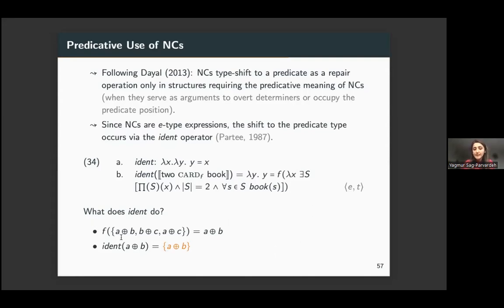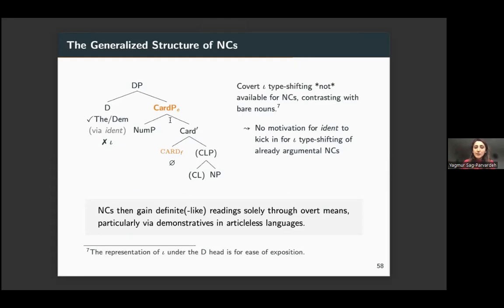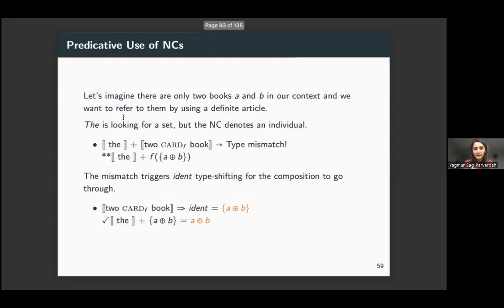What does it do? It takes an individual type expression and puts it into a set. So in our case, when IDENT type shifting applies to numeral constructions, it would take the choice of the choice function and put it inside a set here. So here is the general structure of numeral constructions cross-linguistically. They are individual type expressions. They're not predicative because the card head brings the choice function with it. And when they merge with a demonstrative or a definite article, due to type mismatch, the IDENT operation is triggered. Let me detail these in the next slide.